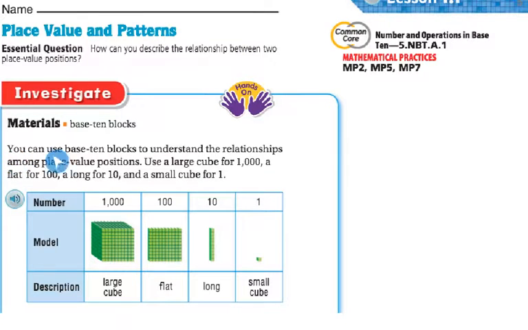So it says you can use base 10 blocks to understand the relationships among place value positions. You can use a large cube for 1,000, a flat for 100, a long for 10, and a small cube for 1. So what we can see is these are the numbers that are represented by these different models, and this is the description of them. So large cube, flat, long, small cube.